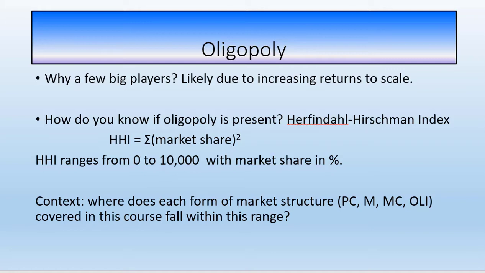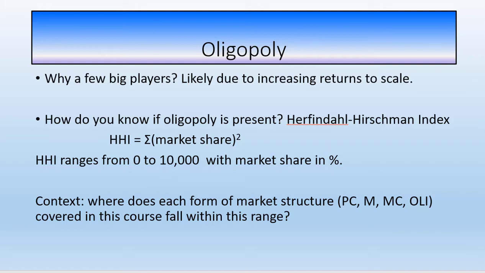Somehow their average costs, or that U-shape average cost, well, maybe it's sort of like an L shape. But maybe the bottom of that U takes millions and millions and millions of units per year or per month to produce before you hit the bottom of the average total cost curve. So there's some form of increasing returns to scale. Then the next question is, well, how do you actually know if an oligopoly is present?